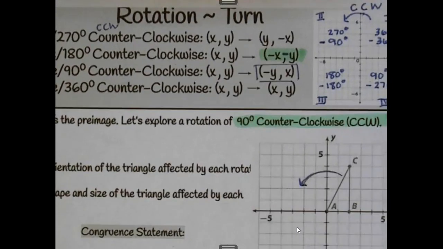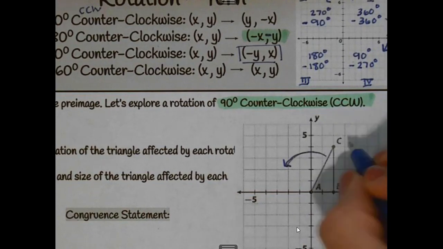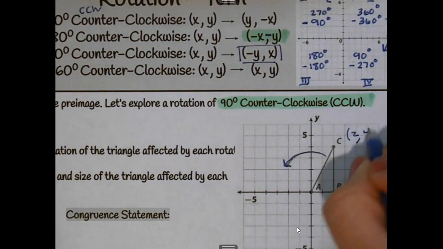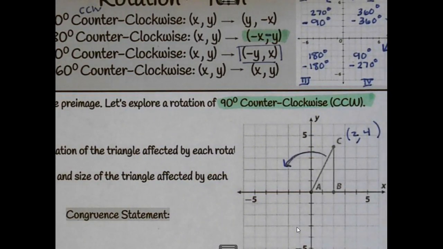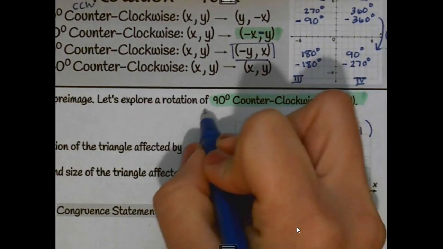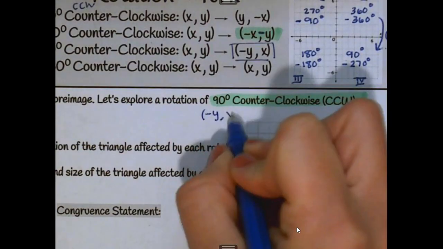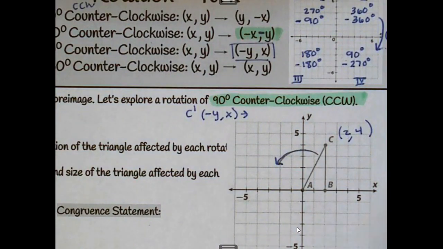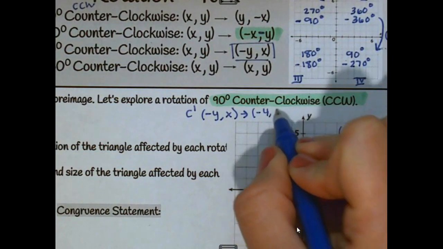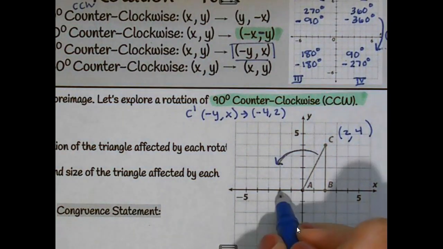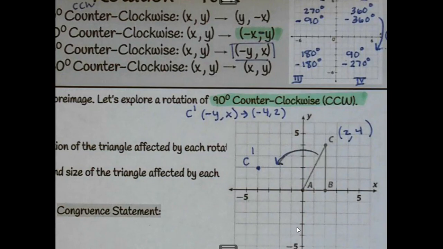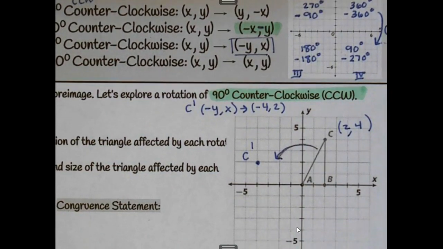So I can do that with one of the coordinates, for example, coordinate C. If I take a look at coordinate C, it is 2 and 4. So if I apply the rule, being that x and y switch places and y becomes the inverse, for C prime I would end up with negative 4 and then 2. So I can graph that: 1, 2, 3, 4, and then 1, 2, and then my C prime would end up there. Okay, so you can apply the rule or you can use patty paper. So I'm going to go ahead and use the patty paper.